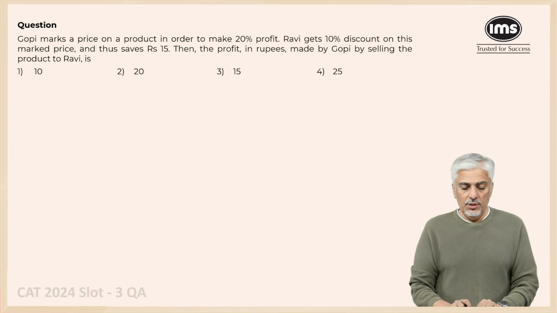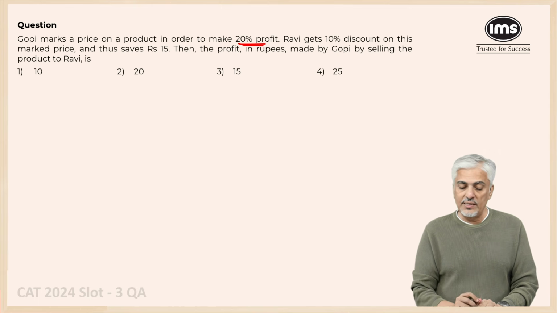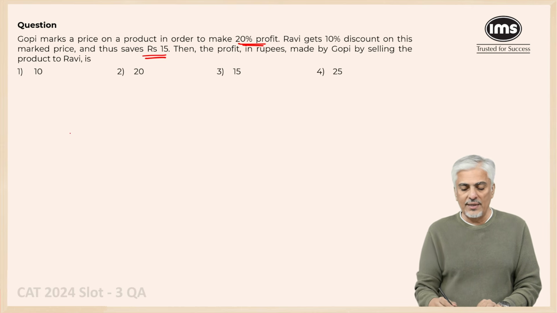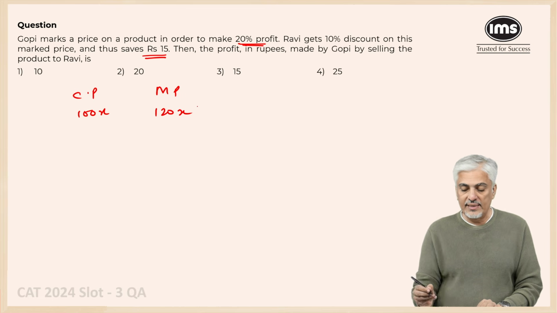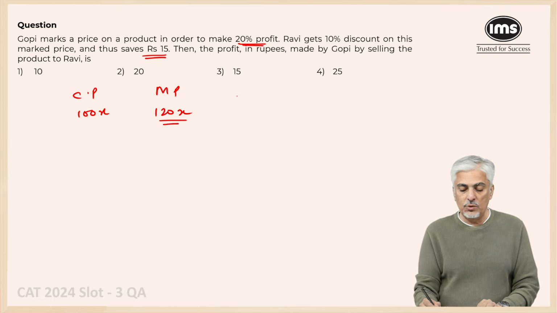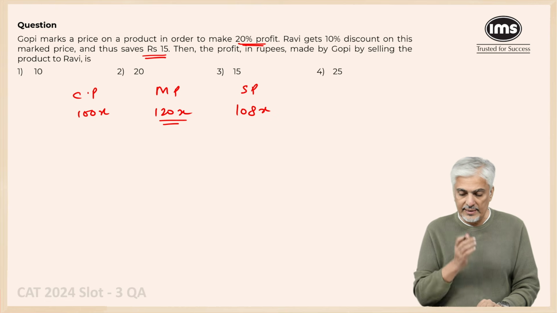Let's have a look at the next question. Gopi marks the price on the product in order to make 20% profit. Ravi gets 10% discount on this mark price and thus saves 15 rupees. Start with 100x. Let the cost price be 100x. So mark price was 120x. Ravi gets a 10% discount on this. So selling price becomes 108x. 10% of 120 is 12x. So 108x is the selling price.